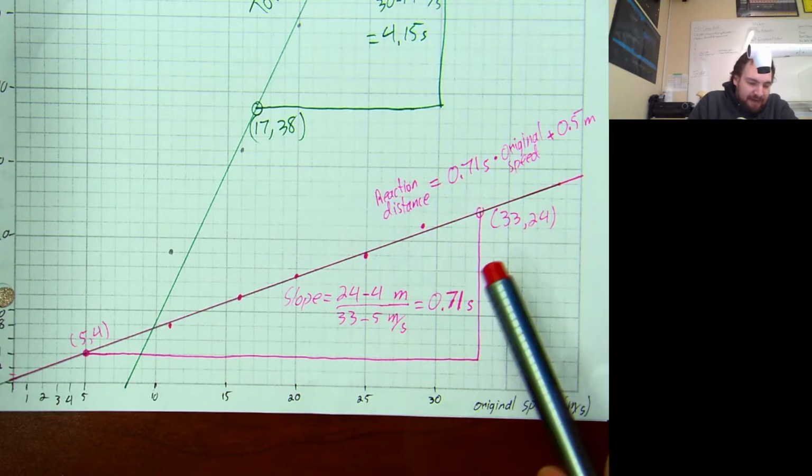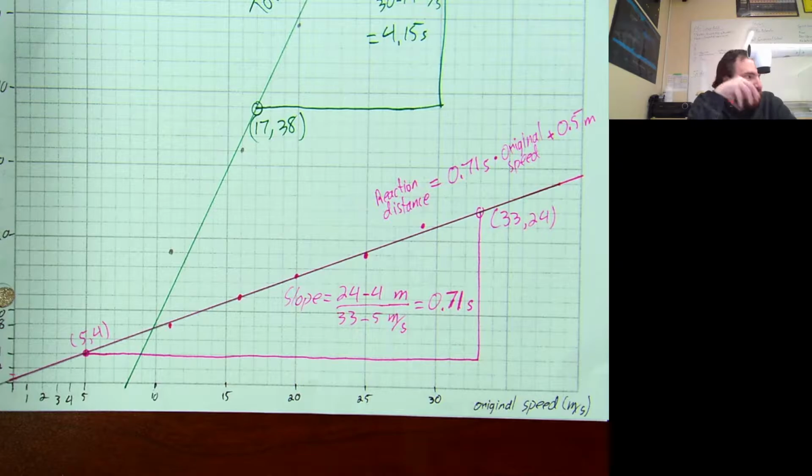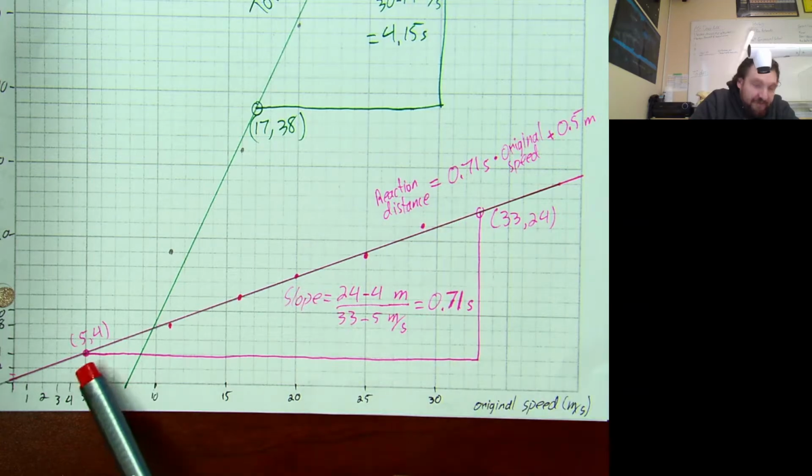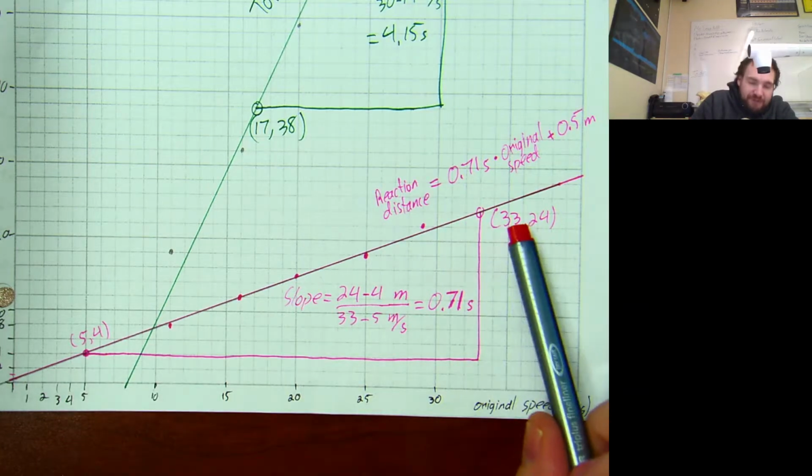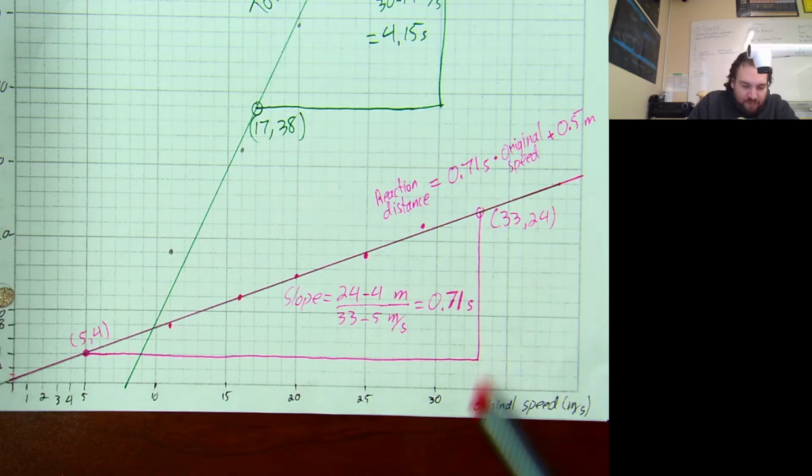When you pick points for a slope for a line of best fit, you want to make sure they are not data points. So I picked where it crossed the grid nicely, down here at 5, 4 and up here at 33, 24. I did my rise over my run.